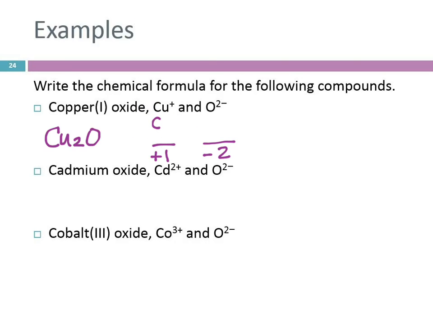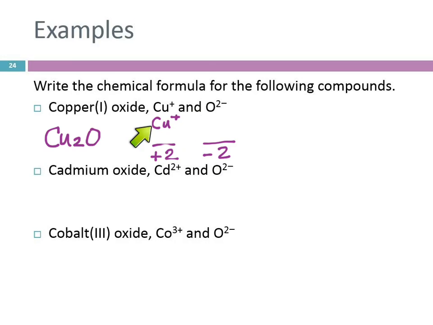So I'm going to draw another one. If I had 2 of those, now what's the total charge? Positive. Plus 2. Okay, now we're talking. We got plus 2 and minus 2. Those are going to add up to 0.